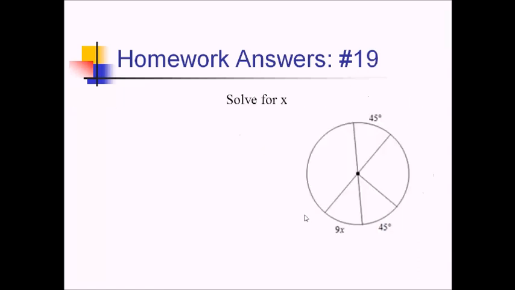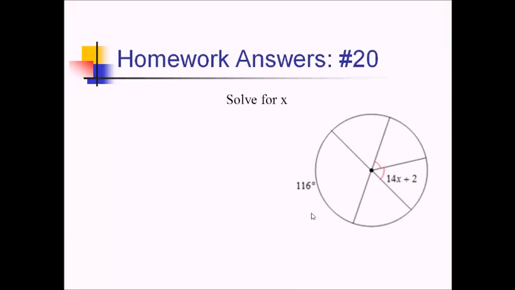For number 19, we want to solve for x in this circle. The key on this one is realizing that this arc and this 45 degree arc have to be the same because their central angles in here are vertical with each other. So we can write 9x equals 45. Dividing by 9, we have x equals 5.